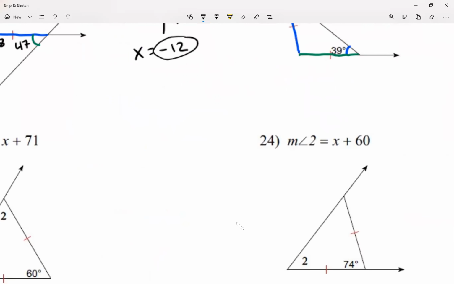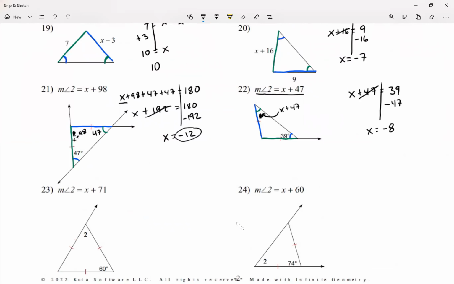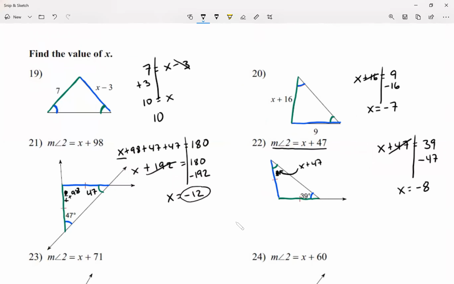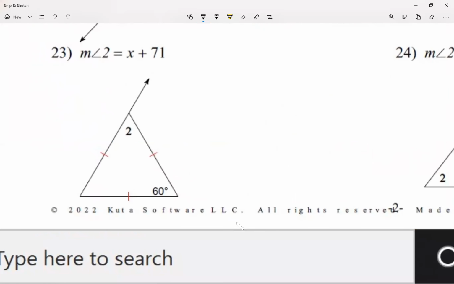All right, let's take a look at question number 23. I'm doing up until, oh, just 22 for today. Actually, no, I'm doing up until number 26. All right, so let's take a look at number 23.